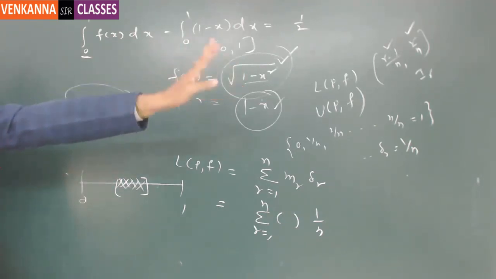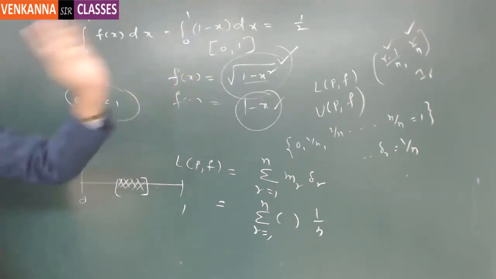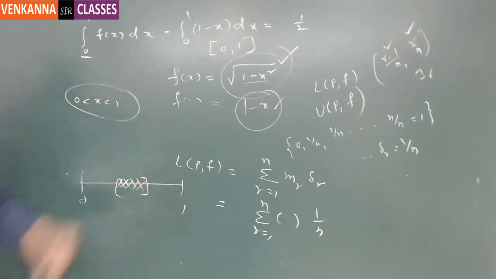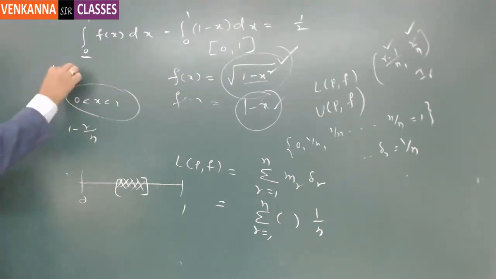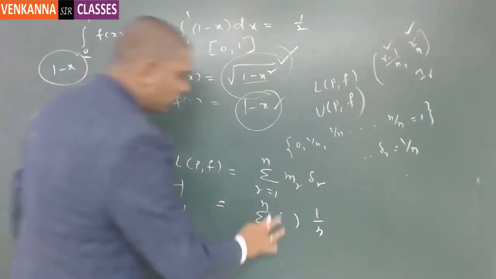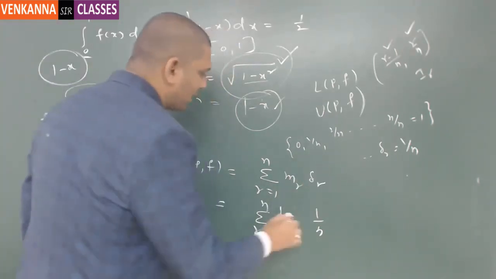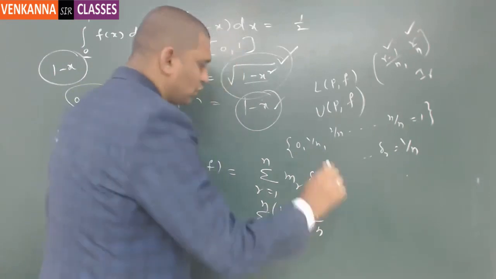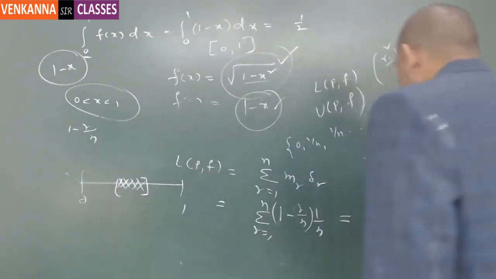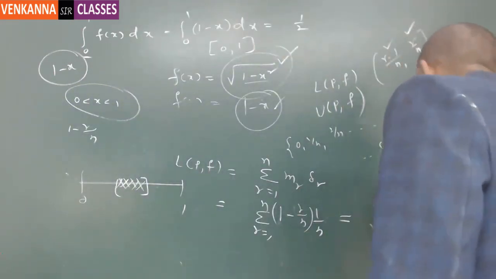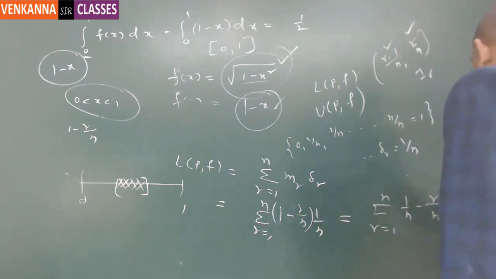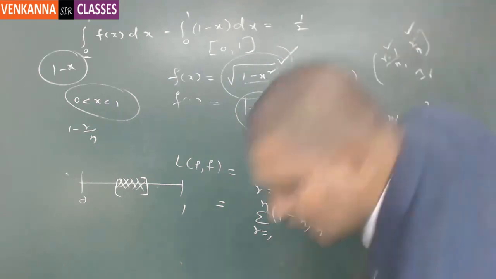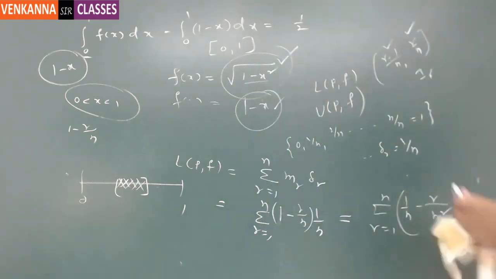Suppose you have taken r/n, right? Let us fix the point r/n. So what will be m_r here? 1 minus r/n. Since the function is 1 minus x, it is giving the infimum. So here you are going to take it as (1 minus r/n) into 1/n. So you will get summation r equals 1 to n of 1/n minus r/n square.